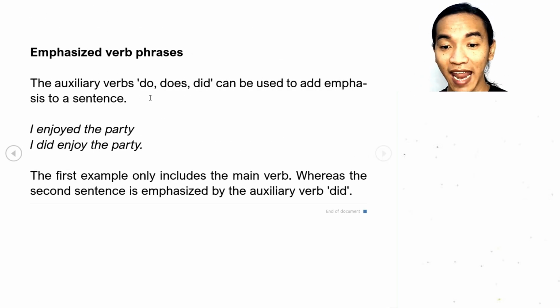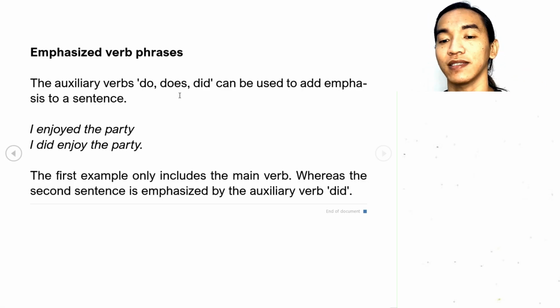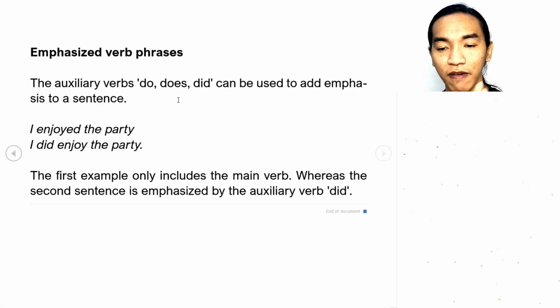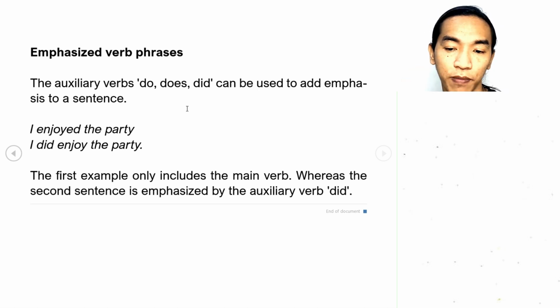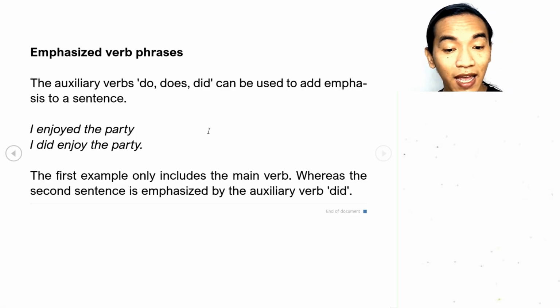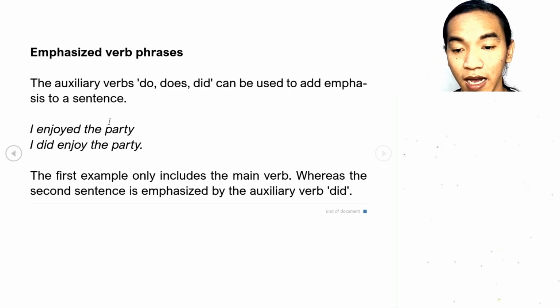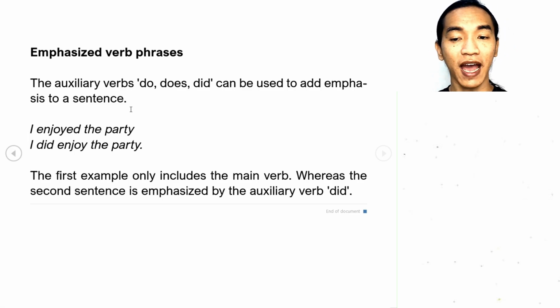All right? And lastly, we have the emphasized verb phrase. So the auxiliary verbs do or did can be used to add emphasis to a sentence, putting a stronger emphasis to your action. I enjoyed the party, or you can emphasize the verb phrase by saying I did enjoy the party. Okay? The first example only includes the main verb, whereas the second sentence emphasizes the auxiliary verb did plus your main verb in its base form. Okay? So those are just examples of your verb phrases that we have to understand.